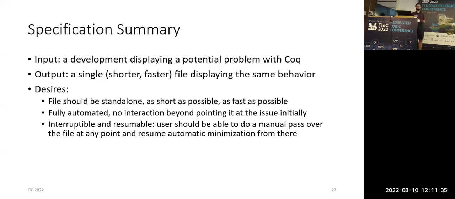The user should be able to do a manual pass over the file at any point and then resume the automatic minimization. I want to note that this final bullet point isn't hard to do. It sort of falls out naturally, but it is quite useful to have implemented as part of the workflow.